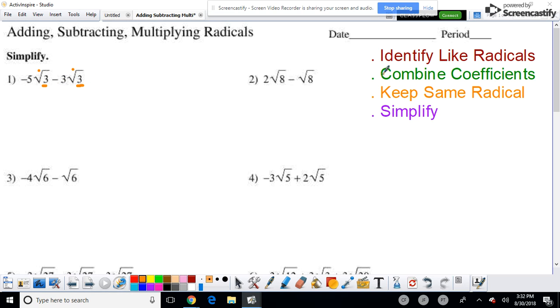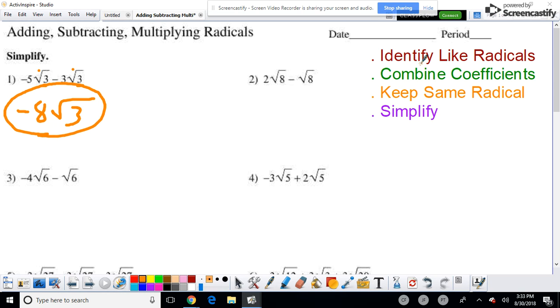I mean, this is already given. So we're going to combine the coefficients. The coefficients are the numbers in the front. So we've got -5 and -3 in the front. Combine those, you get -8. And keep the same radical. So even though I combined this and put them together, our radical is still radical 3. Last step is to simplify. We can't simplify this any further, so we are done.